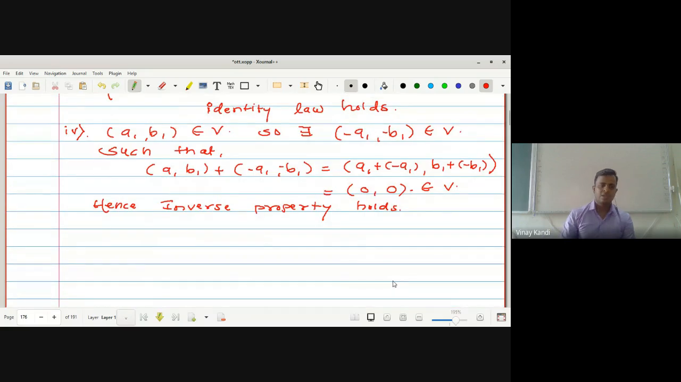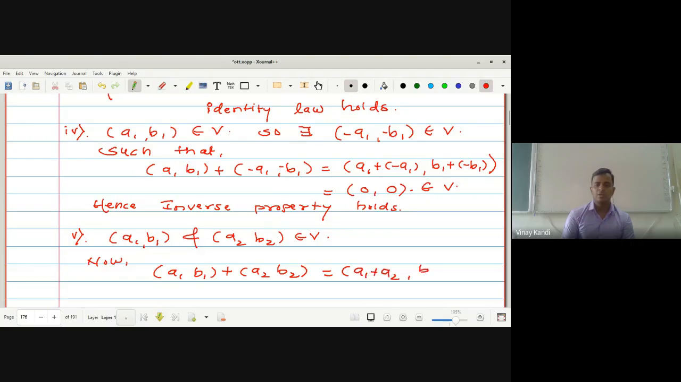Okay, now the last one, commutative property. Take any two elements (a1, b1) and (a2, b2) belonging to set V. Now (a1, b1) + (a2, b2) = (a1 + a2, b1 + b2). What are a1, a2, b1, b2? These are elements from the set R, set of real numbers. Set of real numbers is a field, that means every field is a commutative group. So here the commutative law holds.